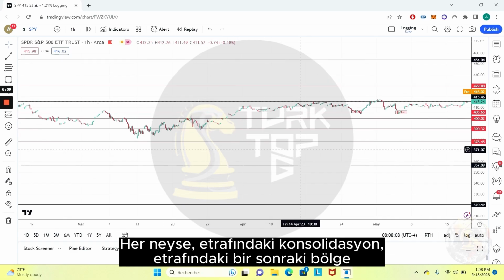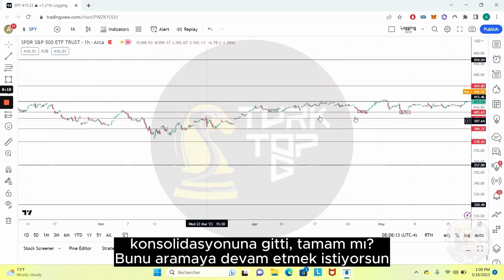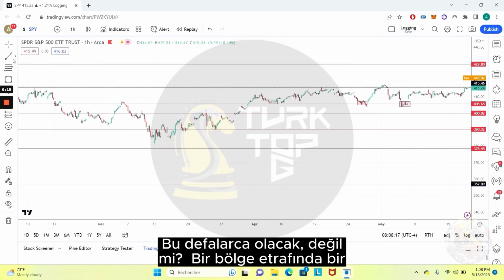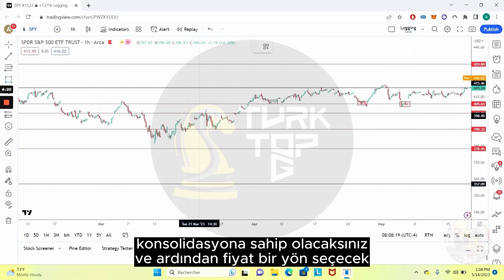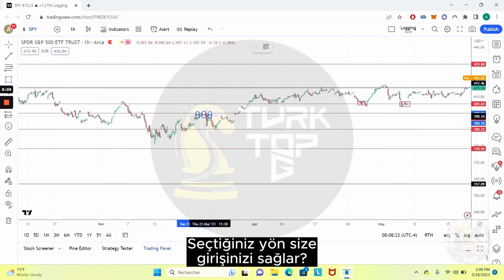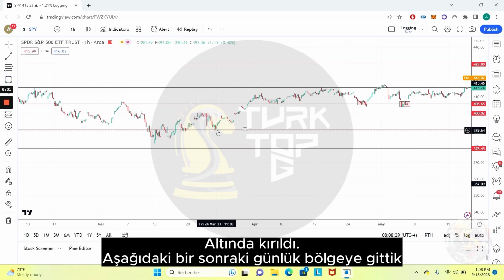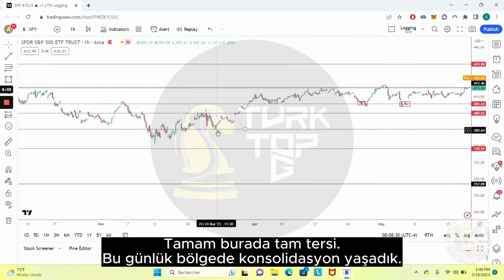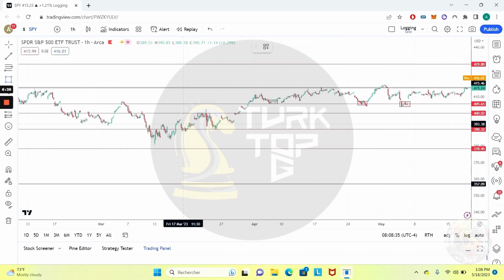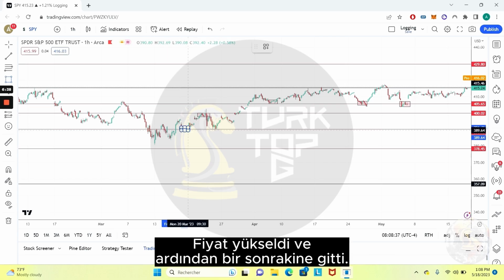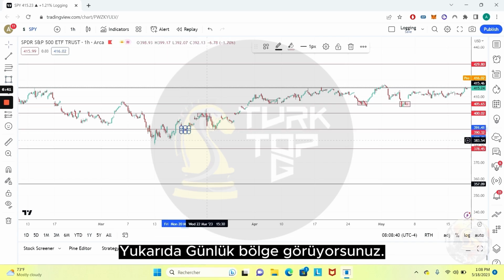Anyways, consolidation around it, went to the next zone. Consolidation around it. Okay, you want to keep looking for this. This is going to happen time and time again, right? You're going to have a consolidation around a zone, and then price is going to choose a direction. What direction it chooses gives you your entry. Consolidation around the daily zone, broke below it, we went to the next daily zone below. All right, here the opposite. We had consolidation at this daily zone, price broke higher, and then went to the next daily zone above.